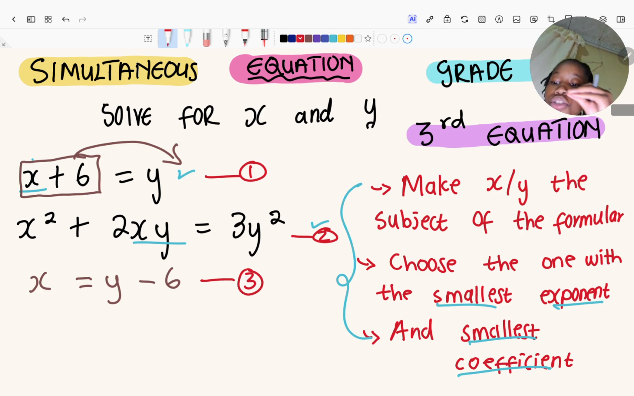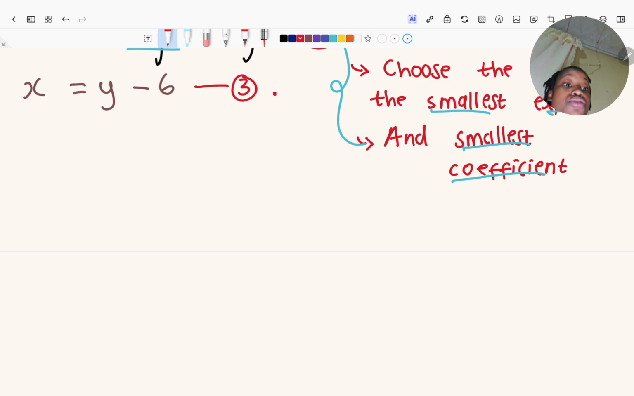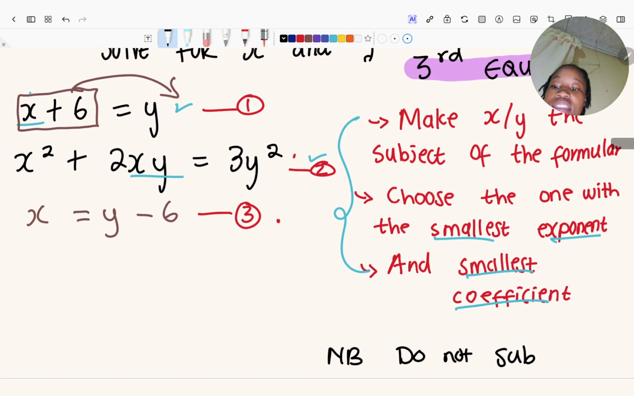So what you're going to do now is substitute the third equation into the second equation. What I'm going to write now is really important. Do not substitute into the first equation. Remember, the third equation, I formed it from the first equation. So you are not going back to the first equation.